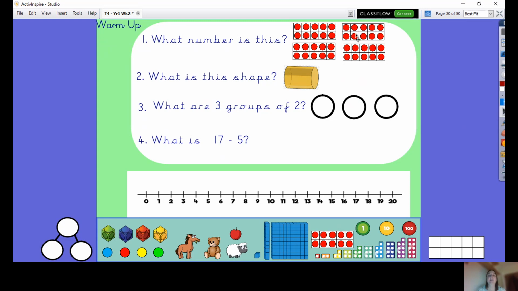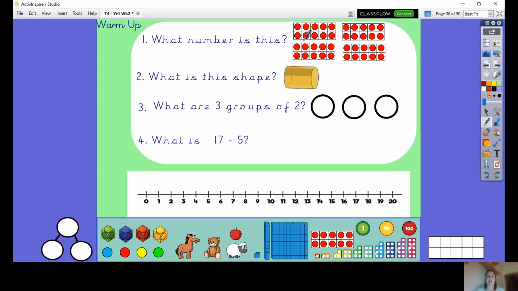So again, thinking about what is this number? What is this 3D shape? What are 3 groups of 2? Remember, 3 groups, so these are my 3 groups, and then if I put 2 in each of those, what would the total be? And then again here, what is 17 take away 5? Okay, so I'm going to pause the video here, or you're going to pause the video and have a little go at those.